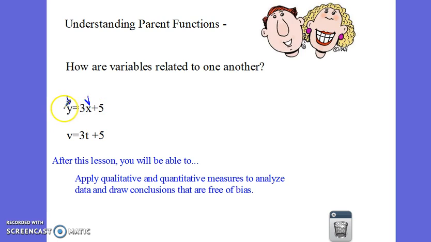In physics, we will never use y and x. We will use what's called a literal equation. It's where we use actual meaningful variables in place of y and x. So, in this equation, we have the variables v and t. V represents velocity and t represents time. So looking at this equation, it means something to me.